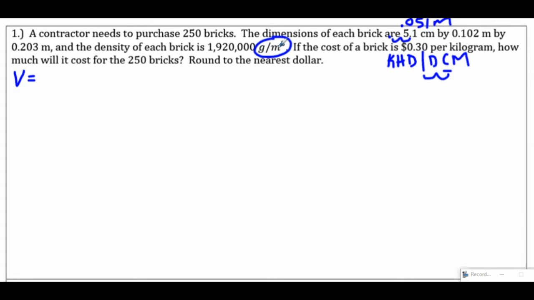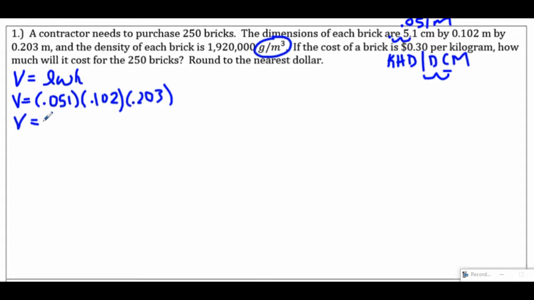Next step is to actually find the volume of the brick, one brick, because it gives you the density per cubic meter here, grams per cubic meter, which is the volume. So volume, it's a brick. A brick is a rectangular prism. The volume is length times width times height. So we're going to multiply each of the dimensions that it gave us for the brick, 0.051 times 0.102 times 0.203. Now, when you put this into the calculator, make sure you don't round because we're not even close to being done with this problem.